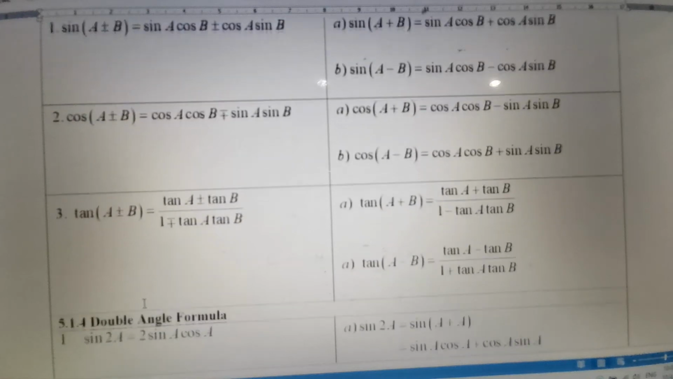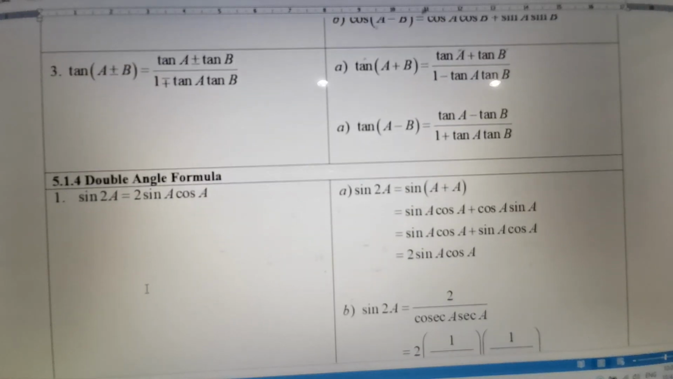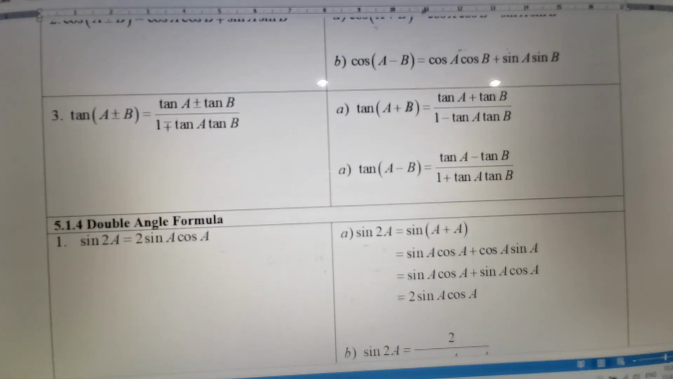Okay, same goes for the tangent. See here, plus, plus, minus, minus, minus, plus. No need to worry, this formula will be given. This one you should know how to alter correctly before you apply it to any related question.